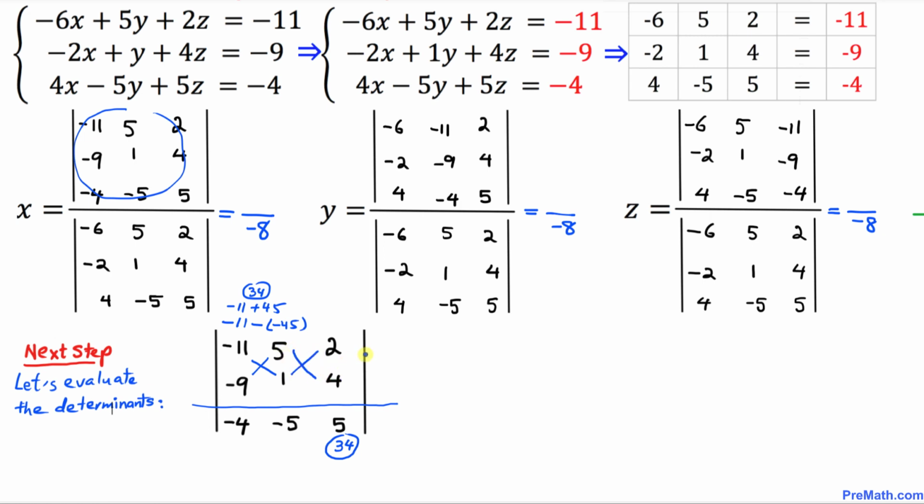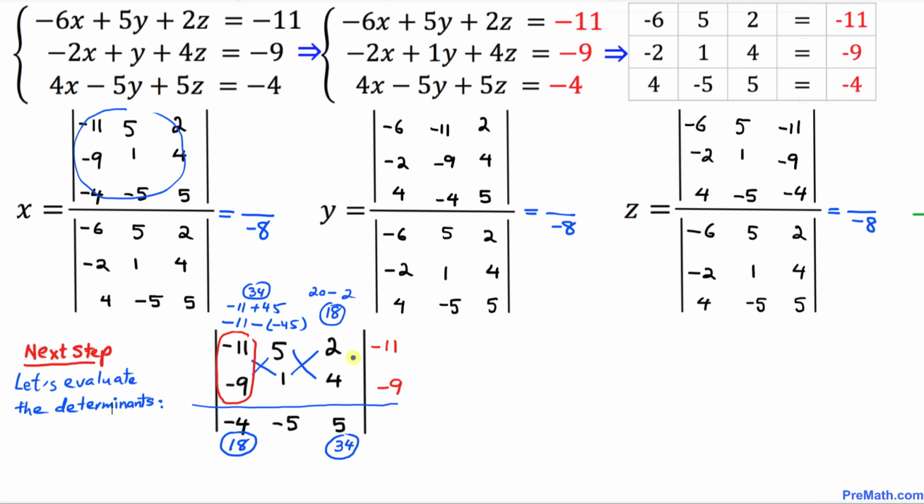5 times 4 is 20, and then put a minus sign. 2 times 1 is 2. 20 minus 2 is 18. 18 is going to go in the opposite side over here. Now the next step is we are going to copy this very first column, -11 and -9, and paste on this side, as you can see.